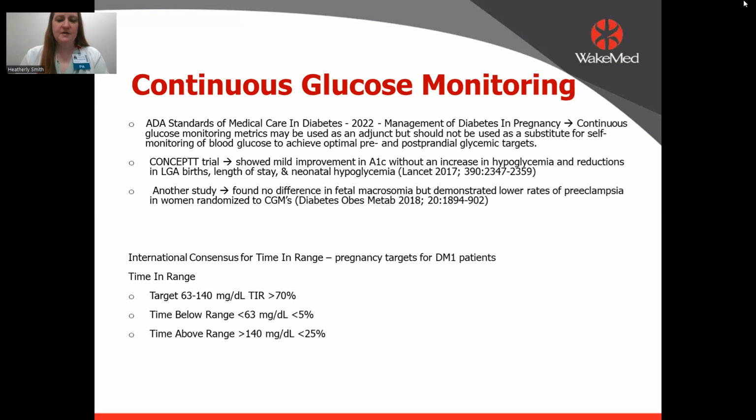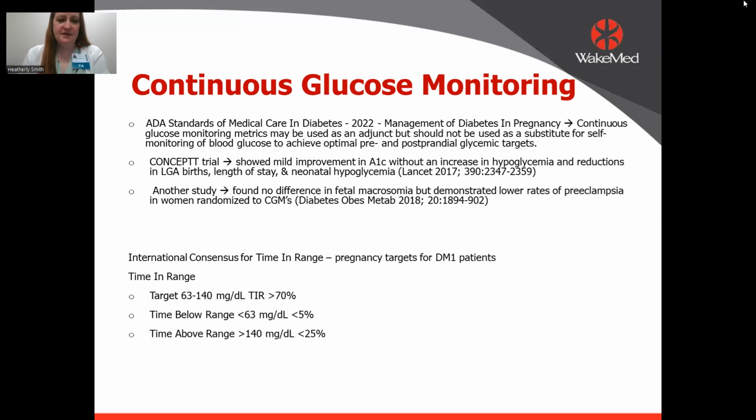And so at WakeMed, what we do is we explain this to patients, and we tell them that it is recommended by the powers that guide our management to do both, to both check 8 times a day and wear this CGM device. What I'll tell you is that practically our patients aren't going to do that. They will wear the CGM and not check their blood sugar that frequently.